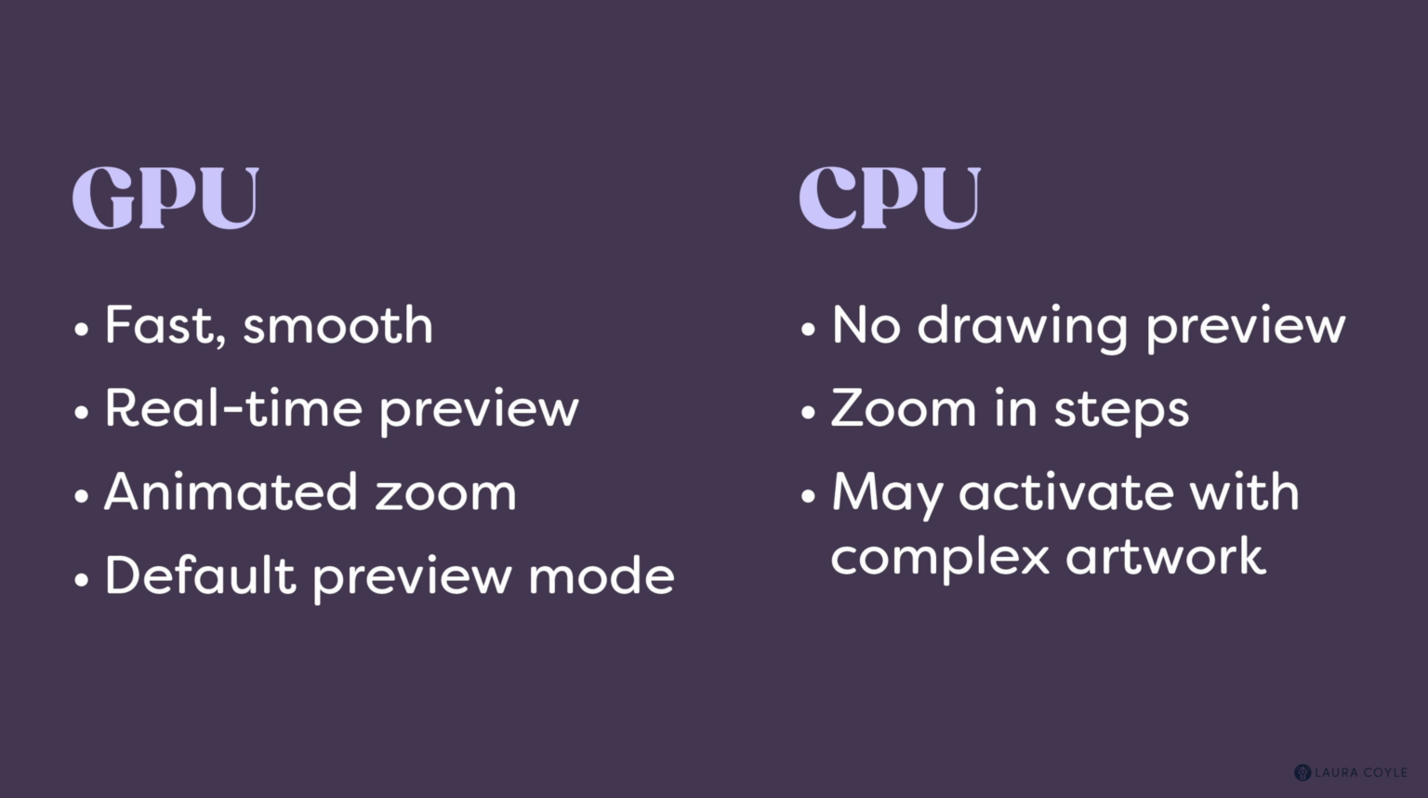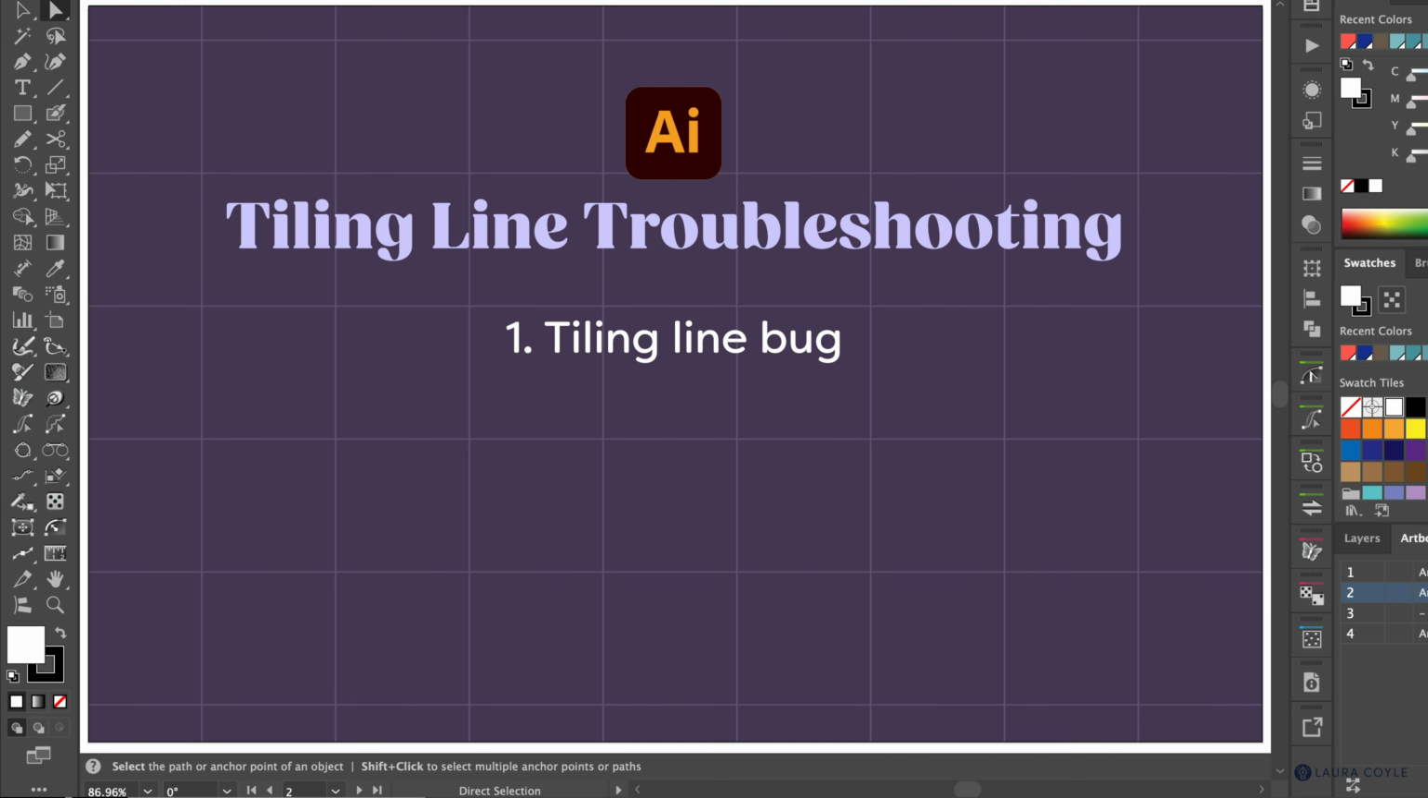CPU Preview is the older preview in Illustrator. It doesn't offer the fancy zooming or the live preview drawing, and it can sometimes show those tiling artifacts in your pattern fills. Switching between CPU and GPU doesn't change your artwork, only how Illustrator draws it on your screen. And sometimes Illustrator will switch into CPU Preview automatically when your art is very large or complex, or when the system's running low on memory. So that's it for the tiling line bug.